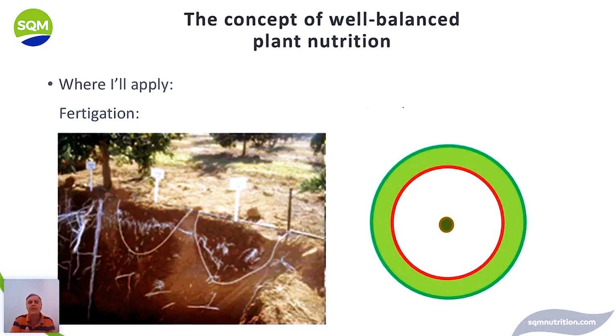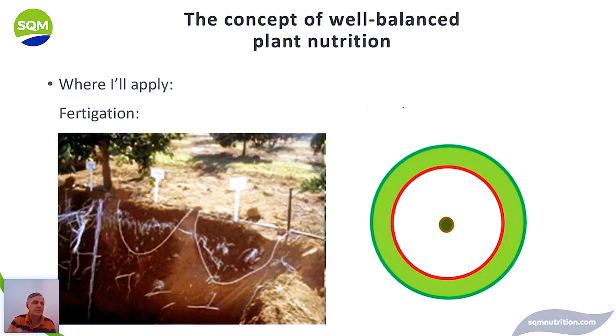The only remark here is that we need to be sure that the irrigation management is well done, because if we over-irrigate, for example, then we can lose some nutrients by leaching. But if the irrigation management is well done, the fertilizer will automatically go together with water to the root zone.